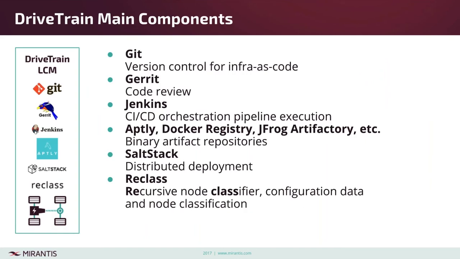So let's get into those components. Been kind of alluding to them for a while. From the perspective of version control, we are storing all configuration metadata in Git. There's a code review process in front of that facilitated by Gerrit. Jenkins is basically the server automation component that's doing continuous integration and deployment.